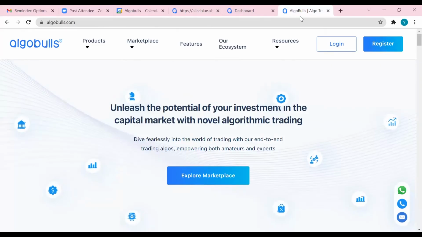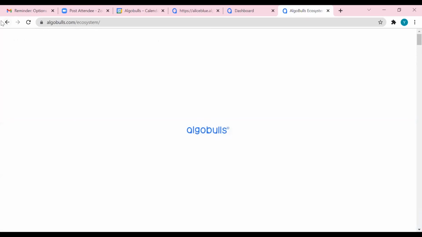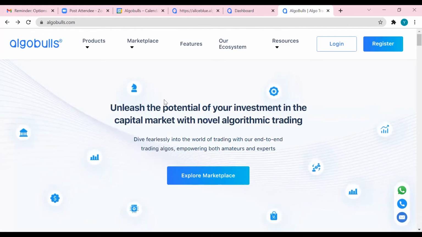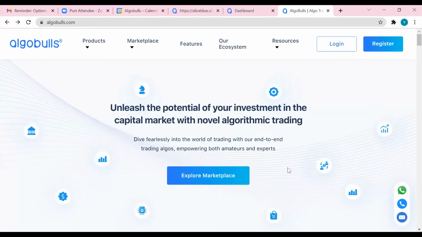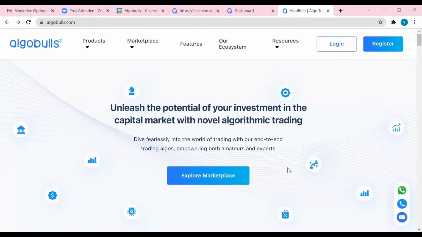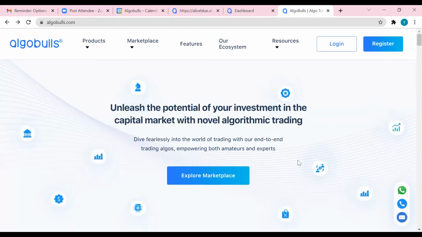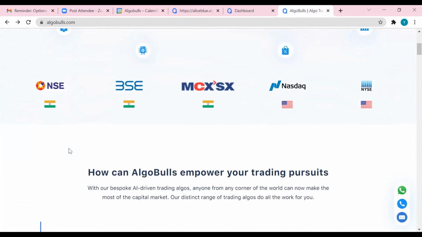Firstly, let me introduce you to what algorithmic trading is and what AlgoBulls is doing in this algorithmic trading space. As you could see, we are AlgoBulls and we are building one of India's largest marketplaces for ready-made algorithmic trading strategies. On our platform, almost anybody, from a retail trader to an HNI trader, someone with high capital or low capital, can come in and invest in ready-made algorithmic trading strategies. We are currently supporting NSE, BSE, MCX, and NASDAQ, and NYSE is currently in beta mode and will be live very soon.